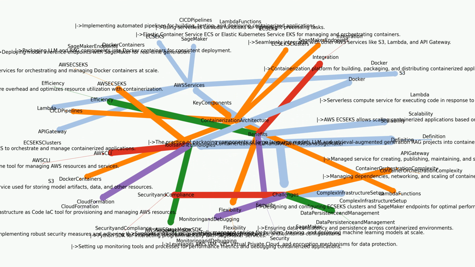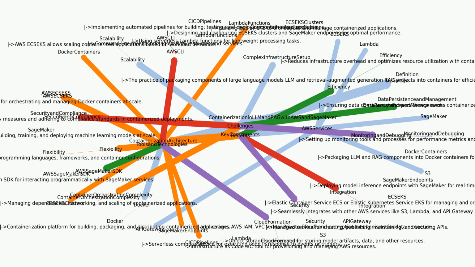Integration, seamlessly integrates with other AWS services like S3, Lambda, and API Gateway. Security, leverages AWS IAM, VPC (Virtual Private Cloud), and encryption mechanisms for data protection. Tools and technologies. Docker, a containerization platform for building, packaging, and distributing containerized applications.